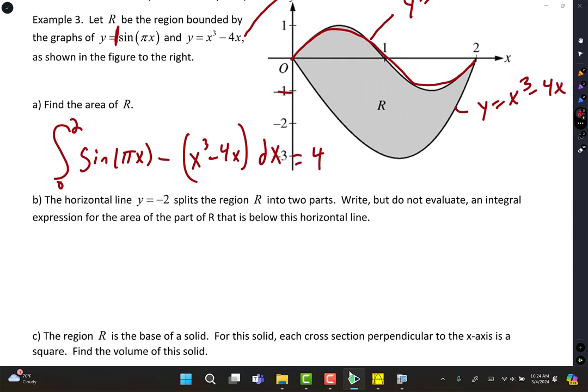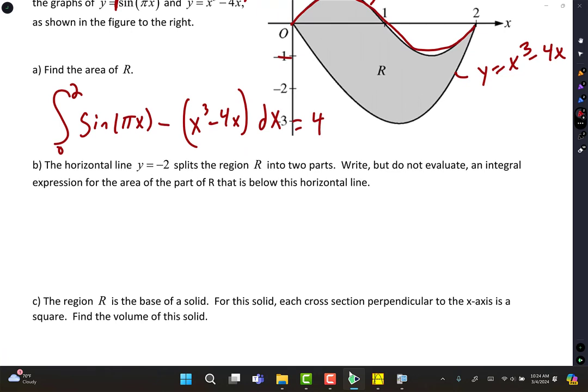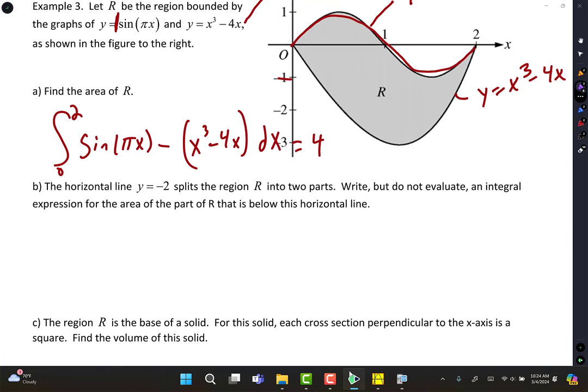All right, letter B. Let's see what letter B says. The horizontal line y equals negative 2. Okay, so here it is in purple. Here's my horizontal line. It splits the region R into two parts. Okay, I see that. Part 1 and part 2. They want an integral expression for the area of the part of R that is below the horizontal line. They said below the horizontal line, right? So what do I got to figure out? I got to figure out where those two intersect. You already have it in your calculator.